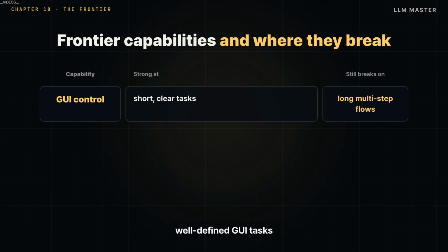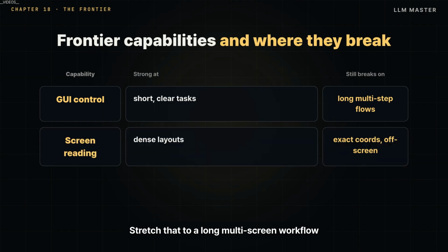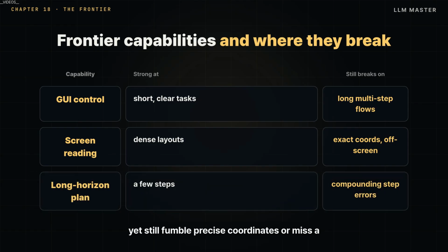On short, well-defined GUI tasks, computer use often just works. Stretch that to a long multi-screen workflow, and reliability decays with every step, because success is roughly the per-step accuracy raised to the number of steps. The models can read a dense screen well, yet still fumble precise coordinates or miss an element that's scrolled out of view. And they'll act confidently even when they've lost the plot. There's no built-in sense of being stuck.